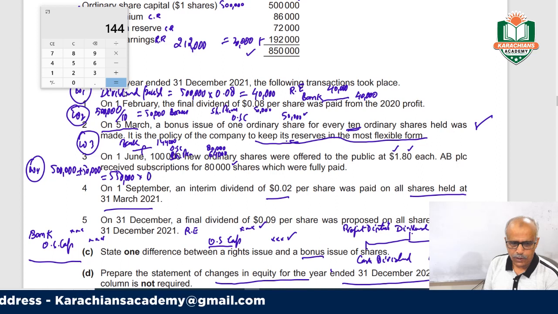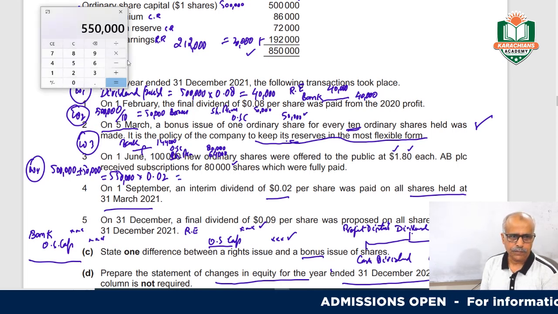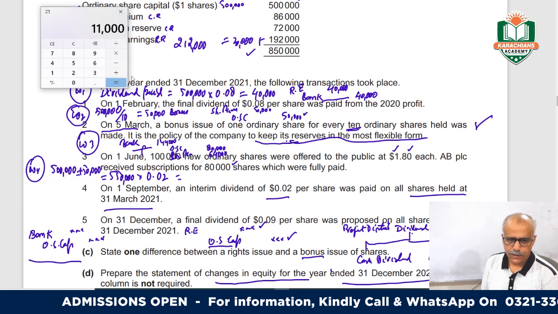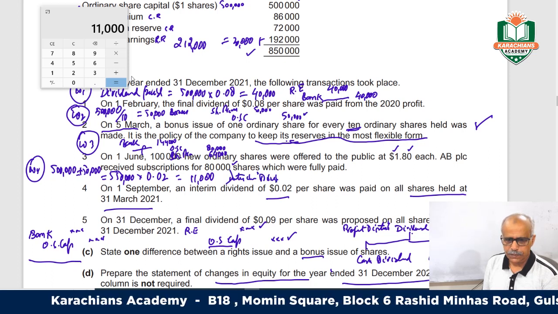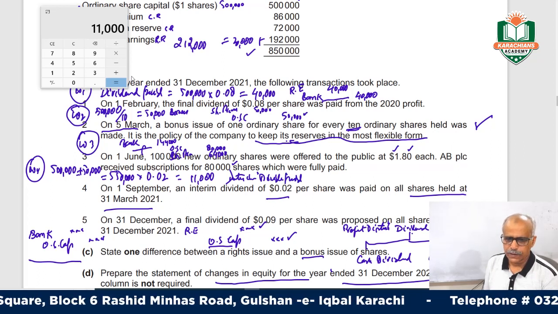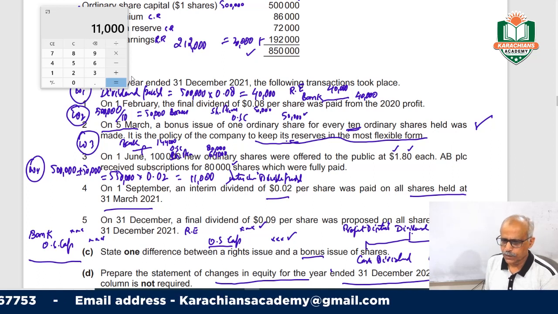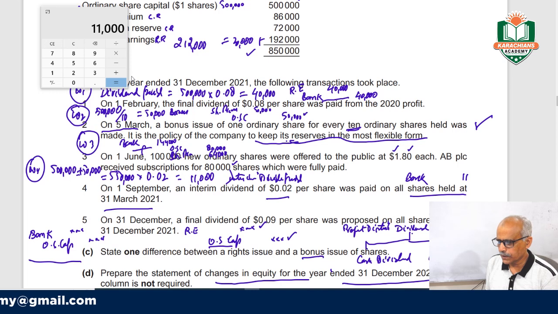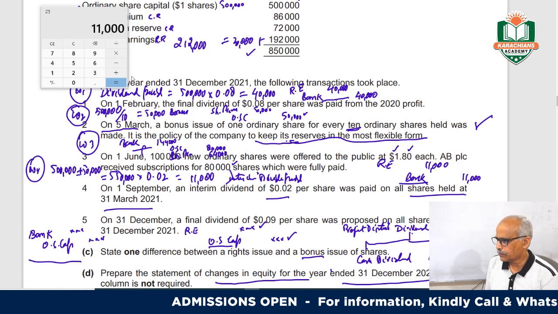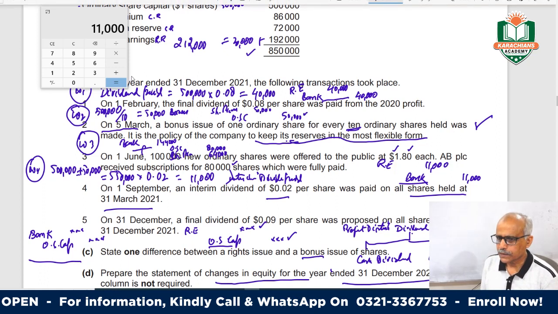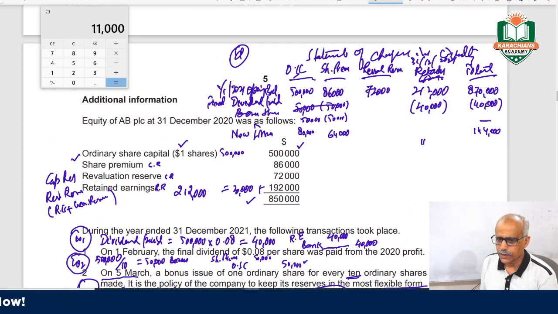550,000 are your shares, and you are paying interim dividend of 0.02. How much will it be? 550,000 into 0.02, this is 11,000. So this is your interim dividend paid. So what will its entry be? You are paying cash, so bank will get credited by 11,000, and you will pay it from your retained earning 11,000. So you have to reduce your retained earning. Here your retained earning is reducing by interim dividend, by 11,000.